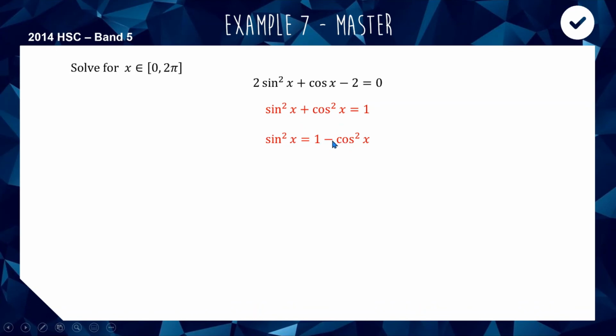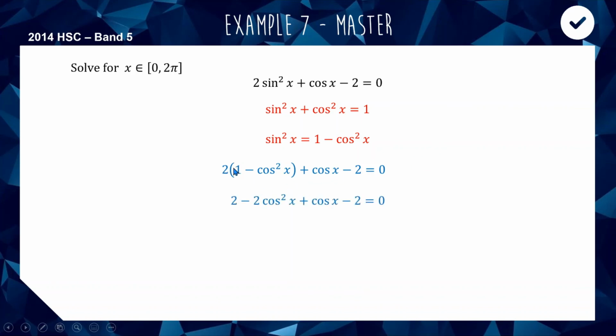Why is that important? Well, because now we can change this sine squared in our equation to a 1 minus cos squared, and now our equation will be in terms of cos as opposed to one of each. Okay, so we're going to take our equation, change the sine squared to a 1 minus cos squared, and expand this out and simplify as best we can.